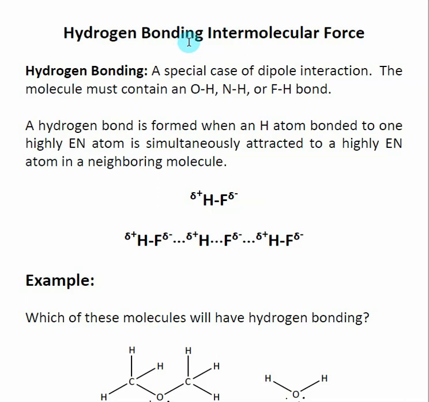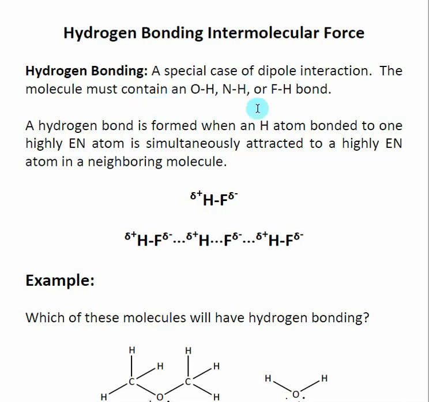force called hydrogen bonding. The molecule to have hydrogen bonding must contain an OH or an NH or an FH bond. If it doesn't have one of these bonds, it is not considered to be able to form a hydrogen bond with itself. So it's actually very easy to look at a molecule and say, does it have a hydrogen bonding intermolecular force? If it has one of these bonds, yes. If it does not, no.